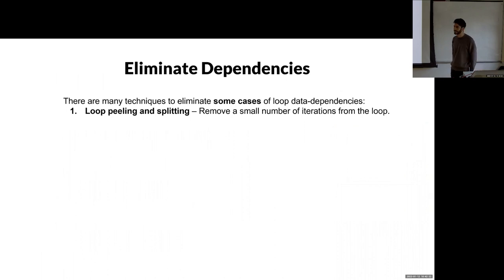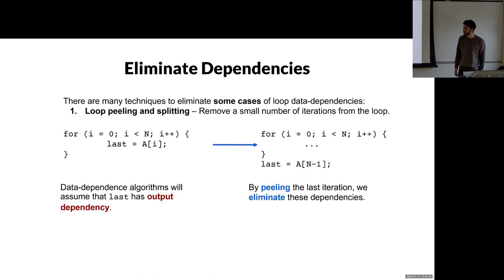The first one is loop peeling and splitting. This is when I have some dependency on a specific iteration, and I just take this specific iteration and pull it out of the for loop. For example, I have this code which assigns to the variable last, aim position I. If we look at the logic of the code, we'll know that the last value of last will be aim position n minus one. So we can just peel that operation and leave it outside the loop, and then we eliminate the dependency.